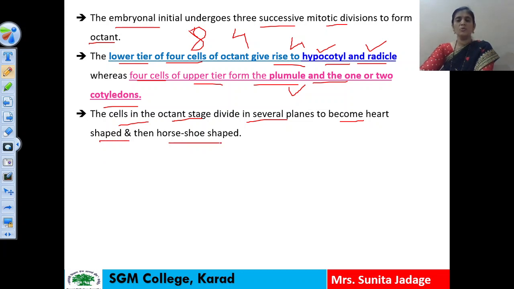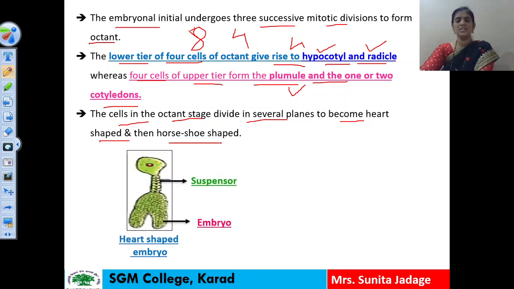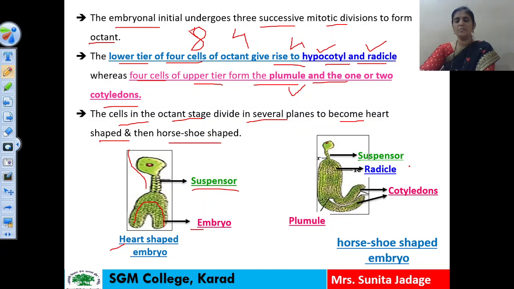So first of all, globular embryo will be formed. Afterwards, heart-shaped embryo will be formed, and finally, mature horseshoe-shaped embryo will be formed. So let us see in the diagram here. You can see here the development of the suspensor is taking place, and here you can see the heart-shaped embryo. This is known as a heart-shaped embryo. Okay. And afterwards, finally here the mature horseshoe-shaped embryo will be formed.